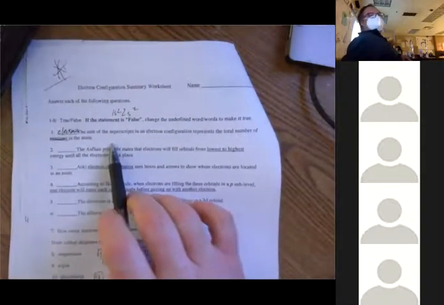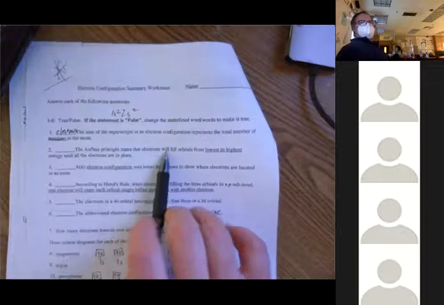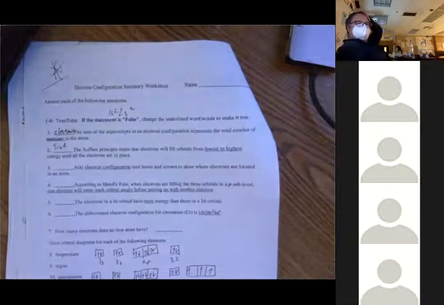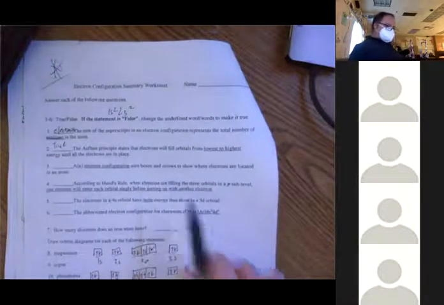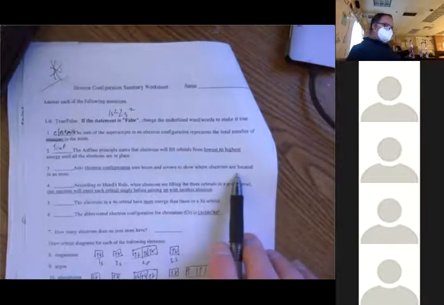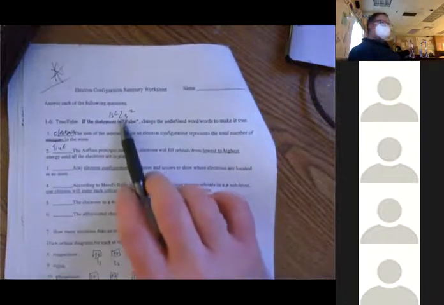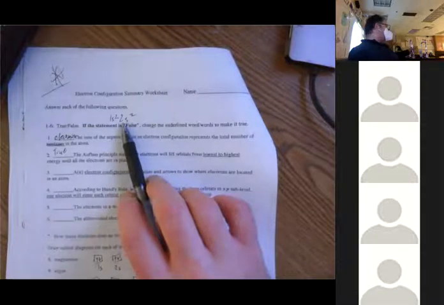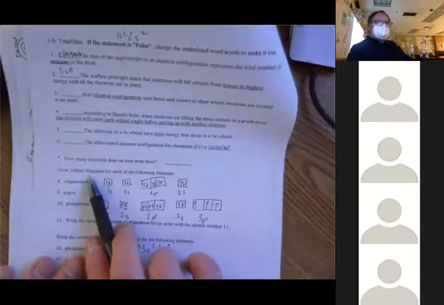The Aufbau principle states that electrons will fill the orbitals from the lowest to highest energy. That is true. Electrons fill from lowest to highest energy. An electron configuration uses boxes and arrows to show where electrons are located. This is an electron configuration. Are there any boxes or arrows there? No. They are talking about a box or orbital diagram. That is false.